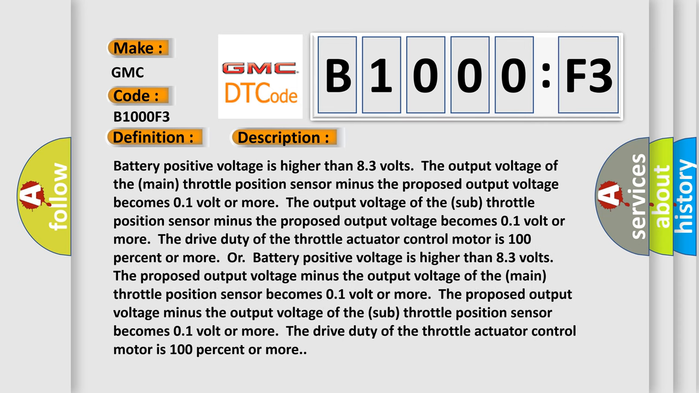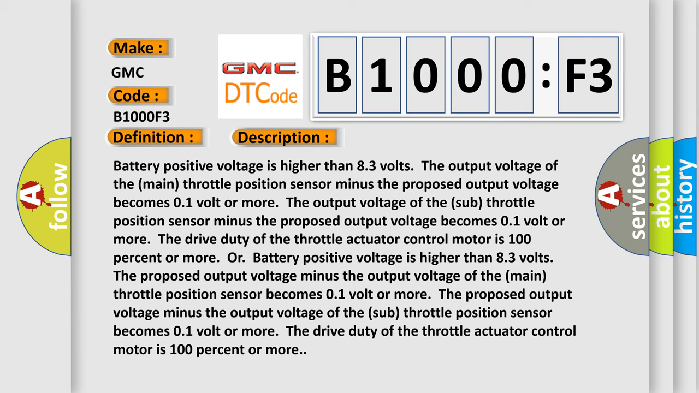Battery positive voltage is higher than 8.3 volts. The output voltage of the main throttle position sensor minus the proposed output voltage becomes 0.1 volt or more. The output voltage of the sub-throttle position sensor minus the proposed output voltage becomes 0.1 volt or more. The drive duty of the throttle actuator control motor is 100% or more. Or battery positive voltage is higher than 8.3 volts. The proposed output voltage minus the output voltage of the main throttle position sensor becomes 0.1 volt or more. The proposed output voltage minus the output voltage of the sub-throttle position sensor becomes 0.1 volt or more. The drive duty of the throttle actuator control motor is 100% or more.